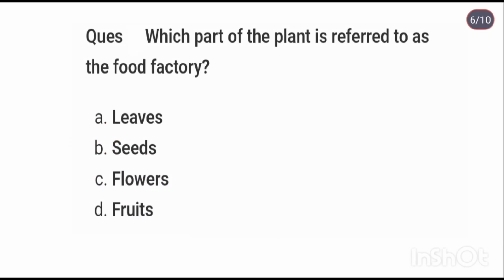Next question is: which part of the plant is referred to as the food factory? Right answer is option A. Leaves are known as the food factory of a plant. They have a pigment known as chlorophyll that traps the energy from the sunlight that is used during the process of photosynthesis. This helps in the preparation of food.